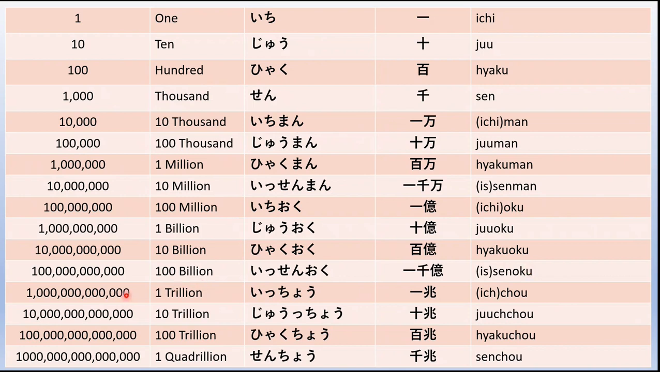At 1 trillion, we have a new unit in Japanese, which is cho. So cho is the unit for trillion. And as you can see, there is the use of double consonant here. Ichi cho. Ichi cho is combined as icho.